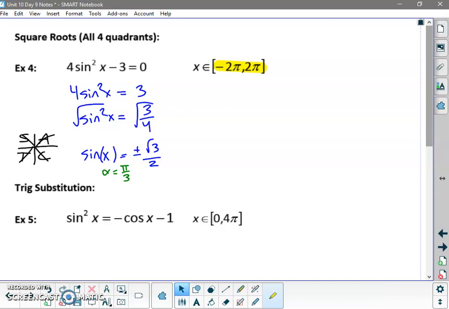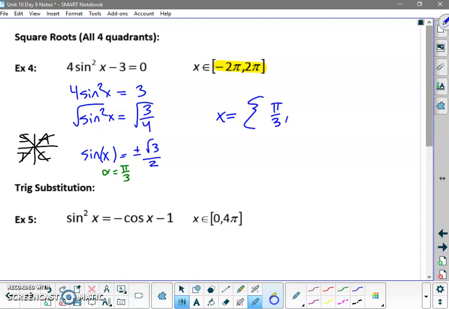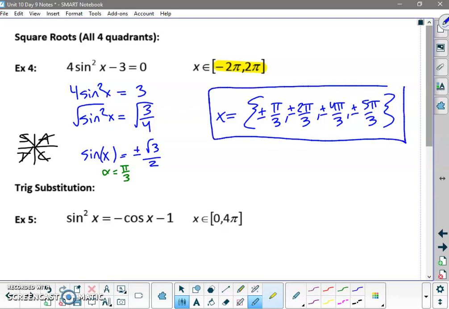So now it's basically just an exercise in your radian families. I've got pi over 3 in the first quadrant. I've got 2 pi over 3 in the second. I've got 4 pi over 3 in the third, and I've got 5 pi over 3 in the fourth. Well, that's from 0 to 2 pi. If you go in the negative direction, basically you just negate all of these. So all I have to do is add a plus or minus to each one of these. And there's my solution.